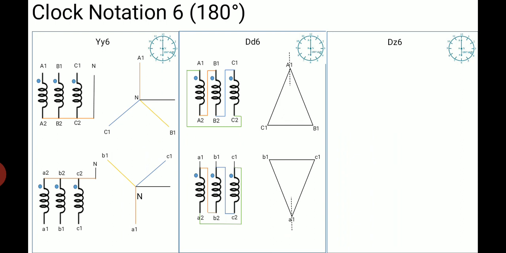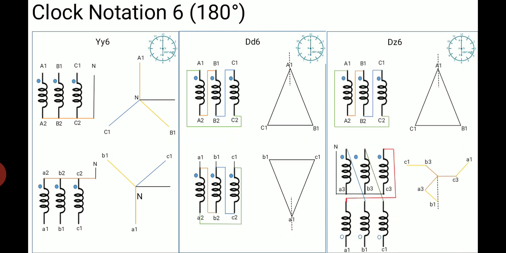DD6. DD6 can be obtained by reversing the connection at the secondary of the delta connected transformer. So A1 is connected with the B2 terminal, B1 is connected with C2 and C1 is connected with A2. So it will give you the DD6. Similarly, DZ6 can also be done by interchanging the connection at the secondary side.